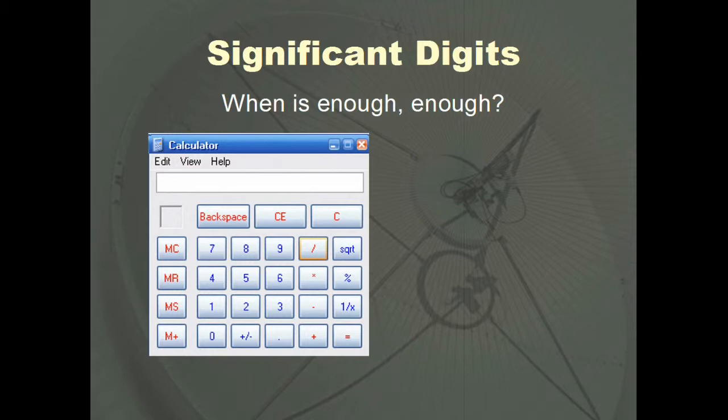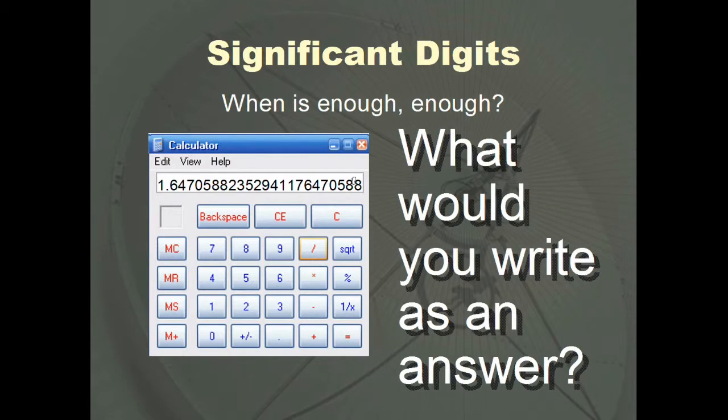I have a calculator here and I try to solve the following problem: 28 divided by 17. Fair enough. If I push the equal sign, this is the number I get. Holy smoly, it fills the whole calculator. Well, which of these many numbers would you actually write down as an answer? The whole thing? I don't think so.